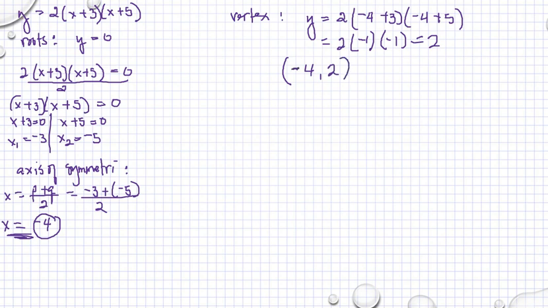Negative 4 and 2. No, there's something wrong there. It should be negative 1 and 1 there. Then we have negative 2. So negative 4 and negative 2. Okay? Then I think we're ready to put them in a graph. Is there anything more that we need? Yeah. Y-intercept.